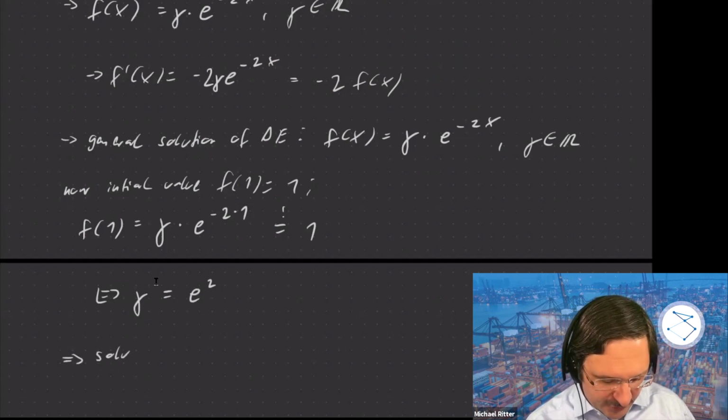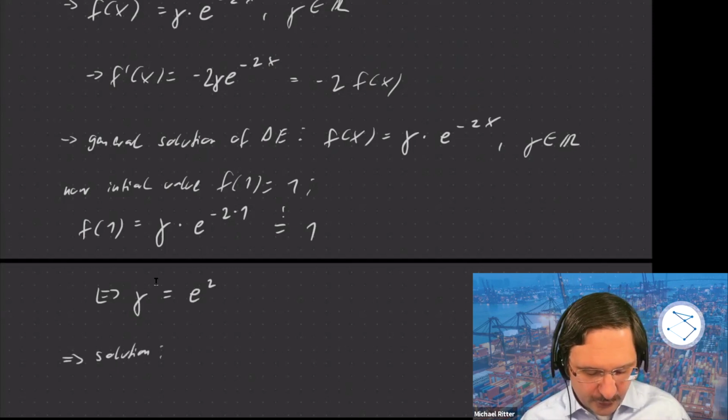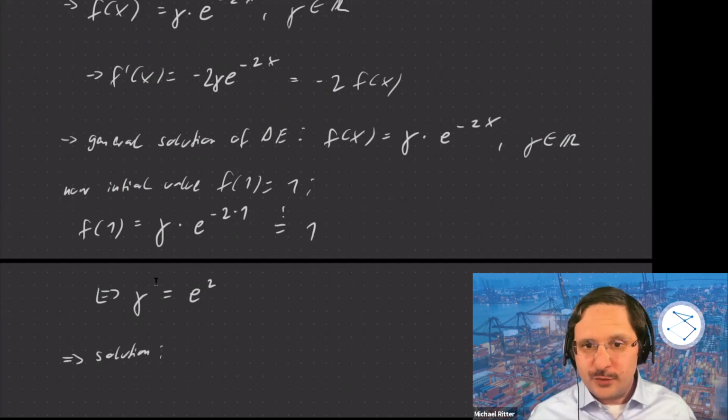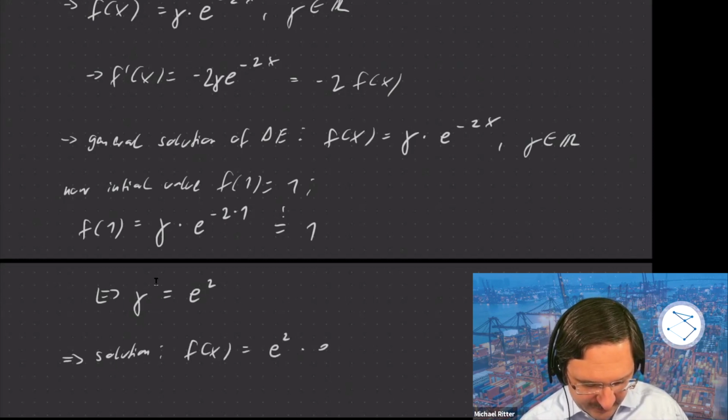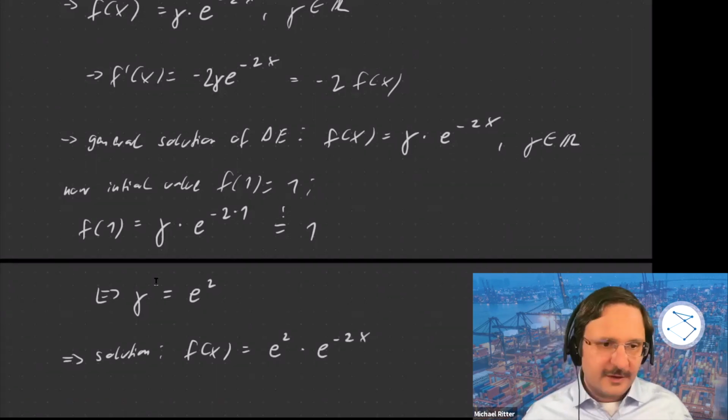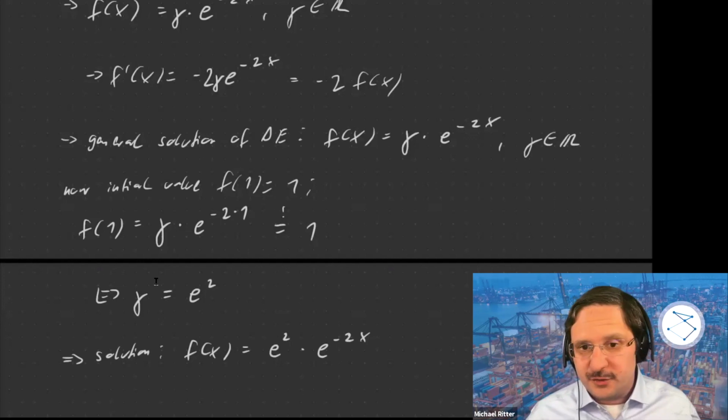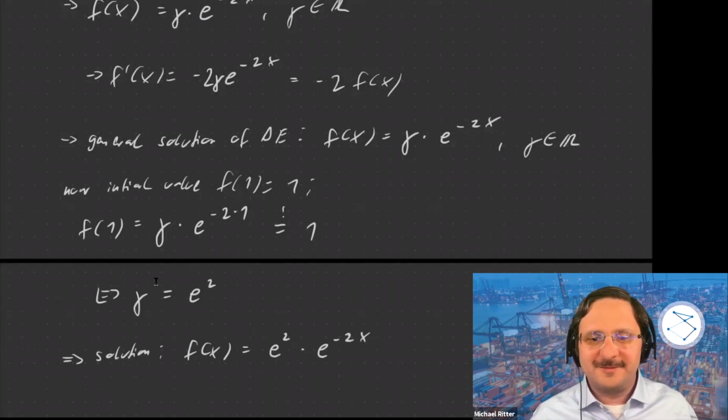So the solution to our differential equation with this given initial value is then f of x equals e to the power of 2 times e to the power of minus 2x. And that solves question 1.1. So let's see if you have any questions about that.